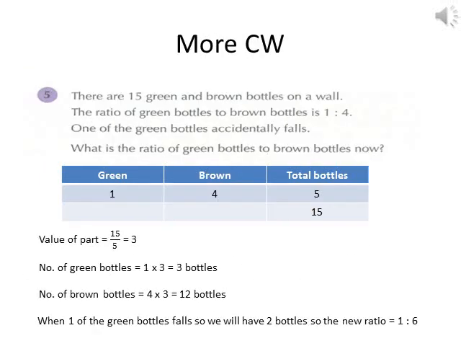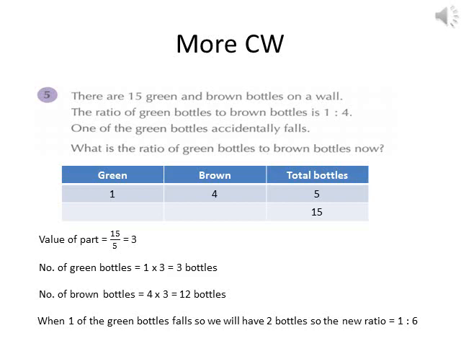Here's the tricky question, another one. There are 15 green and brown bottles on a wall. The ratio of green bottles to brown bottles is 1 to 4. So he told you one of the green bottles accidentally falls. What is the ratio of green bottles to brown bottles now?